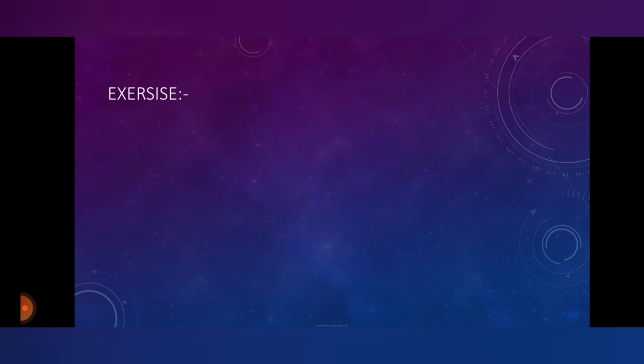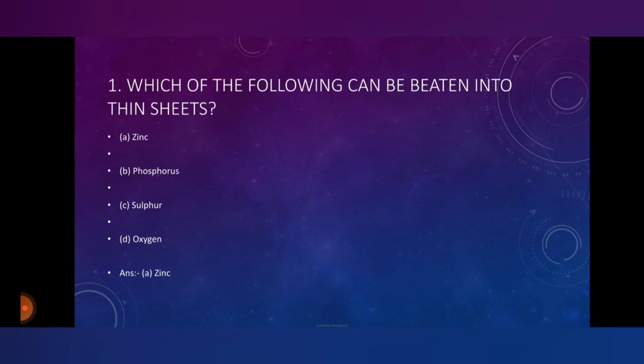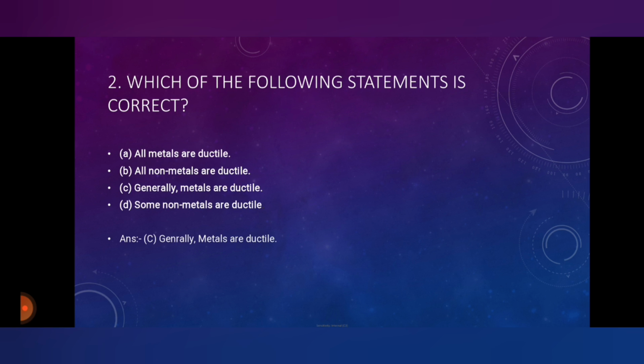Now it is exercise. First is which of the following can be beaten into thin sheet? A. Zinc, B. Phosphorus, C. Sulfur and D. Oxygen. Answer is A. Zinc. Second is which of the following statements is correct?